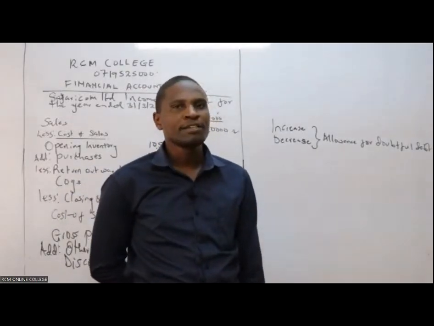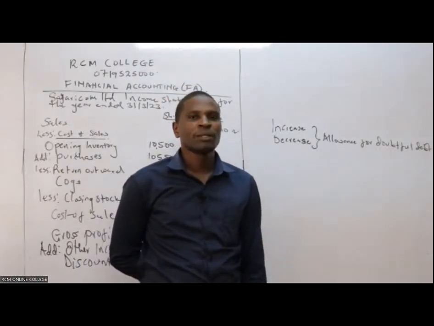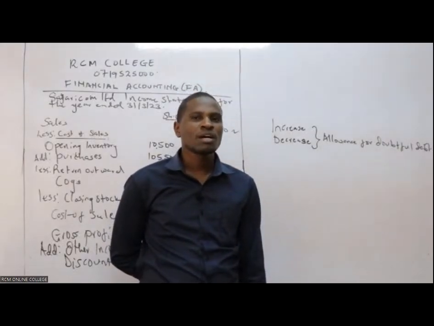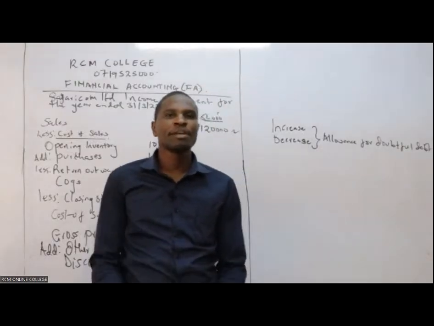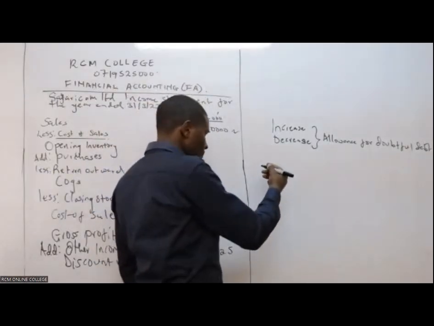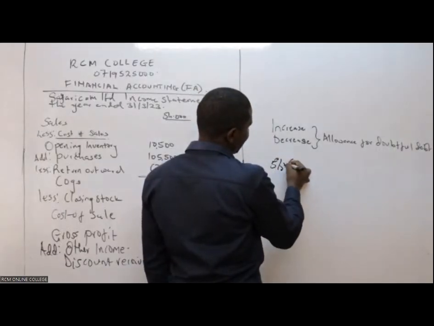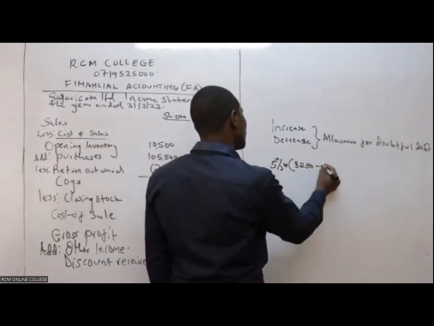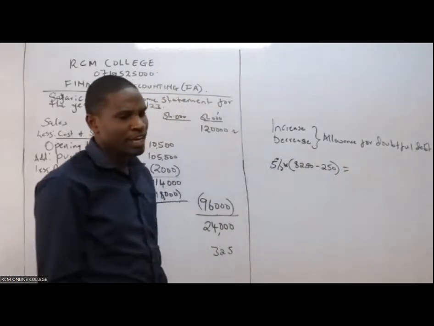Yes. A decrease in allowance for doubtful debt is an income, whereas an increase in allowance for doubtful debt is an expense. If I look at the trial balance, the examiner had given me the allowance for doubtful debt, so I now have to compute the given 5% of 8250 minus 250.